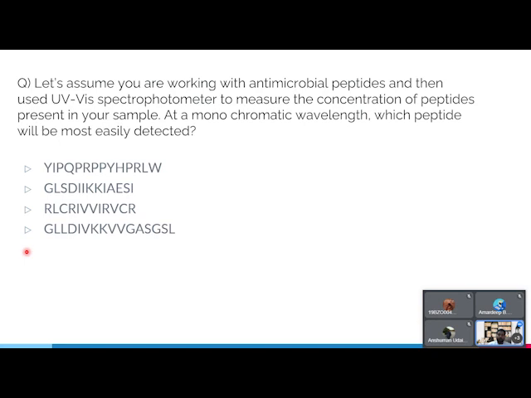So the question is, which peptide will show the most absorbance using UV visible spectrophotometry? As we had just discussed, the amino acids that should absorb UV light, or should absorb light at all, are the ones that have an aromatic side chain. So we just have to look into the peptide sequence and determine which peptide has an aromatic side chain among all of them.